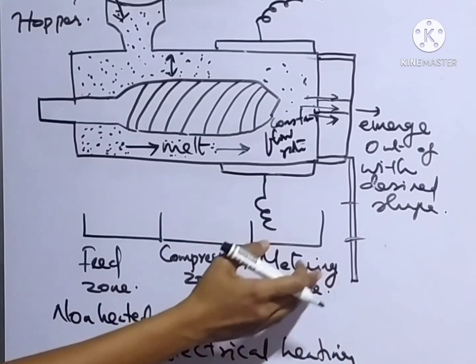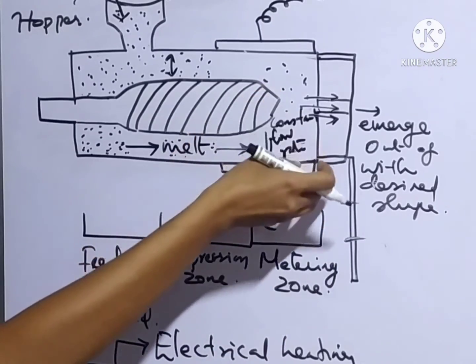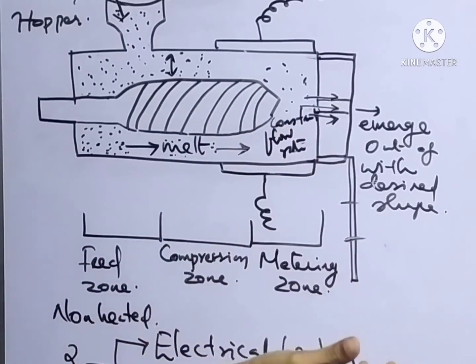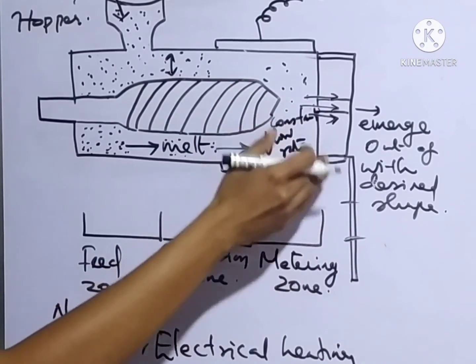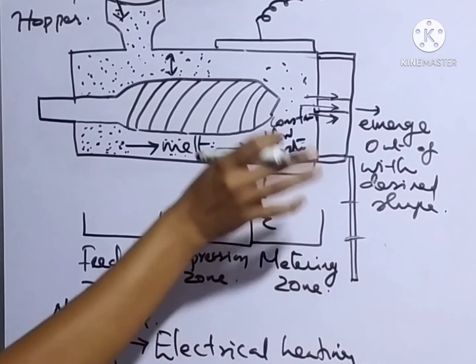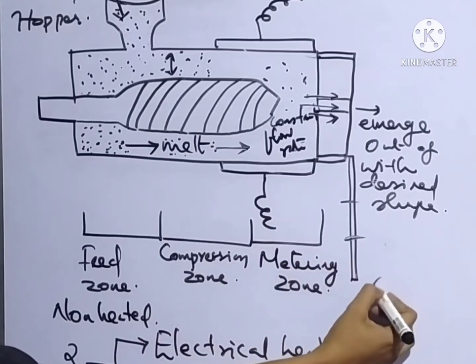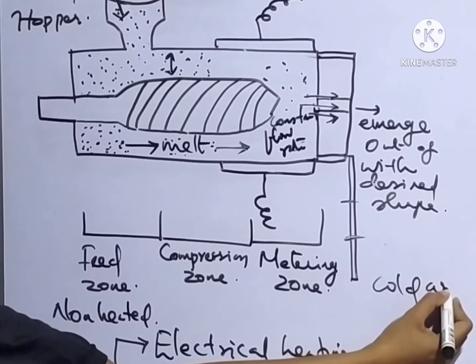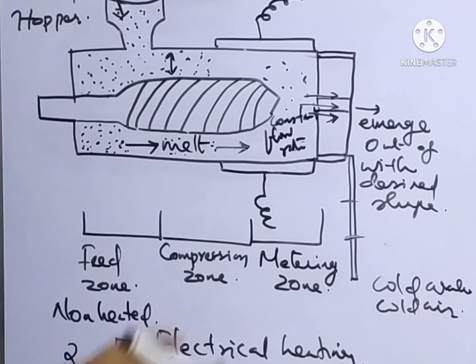The extruded material is actually hot. So if we take the hot material out, it may get deformed. To prevent deformation of the extruded material, we have to cool it. So we can use cold water or cold air to cool the extruded material from the molding instrument. So this is all about extrusion molding.